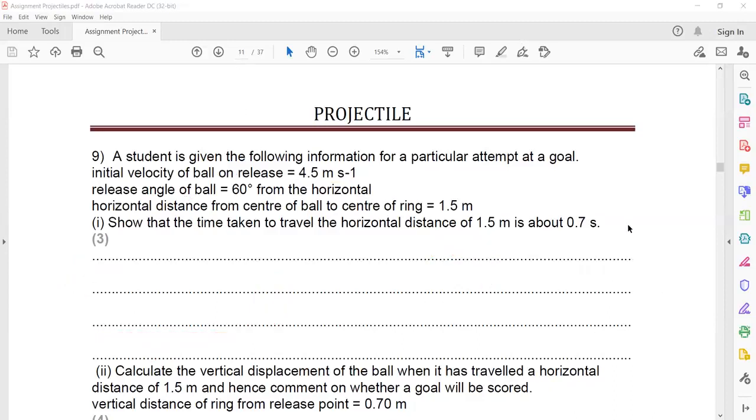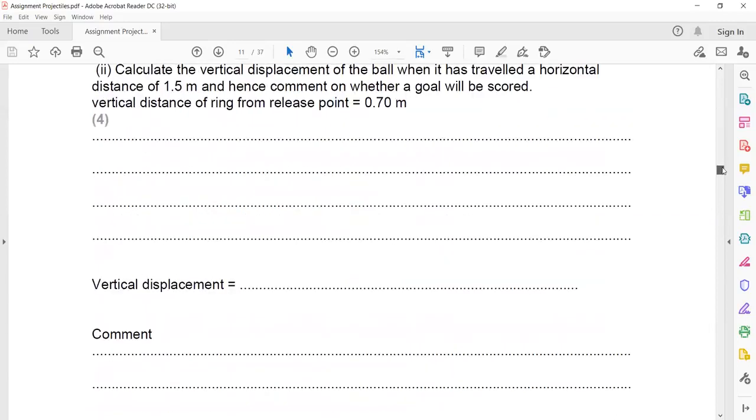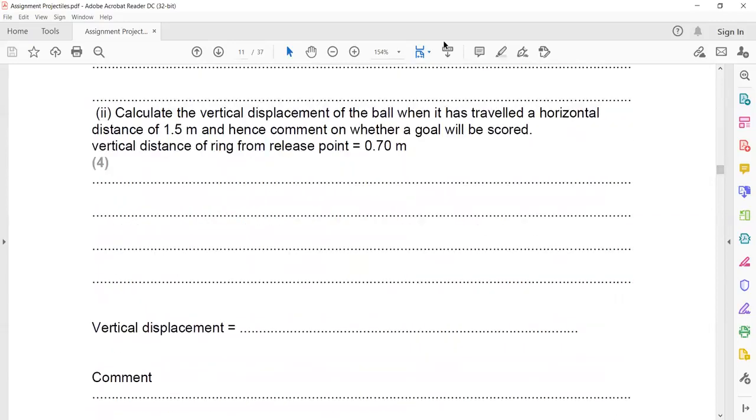Then the next part: calculate the vertical displacement of the ball when it travels the horizontal distance of 1.5. Hence comment whether a goal will be scored. The vertical distance of the ring from the release point is 0.7. So the vertical distance of the ring from the point of release is 0.7 meter.